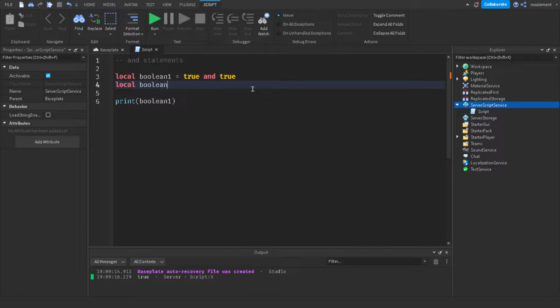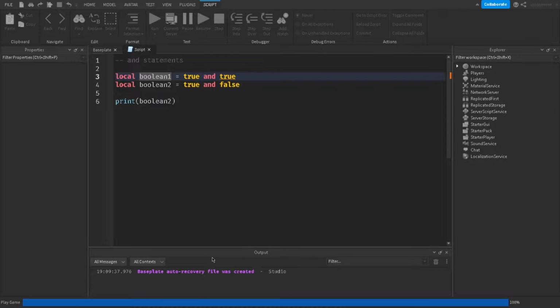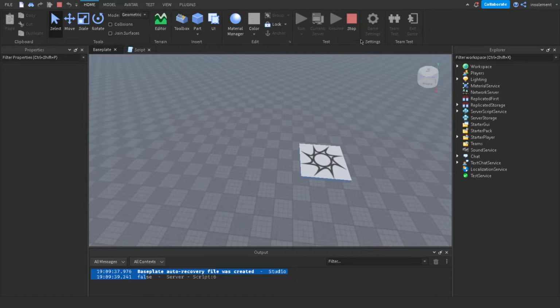Let's say I did true and false. Like I said, and statements need both sides to be true. If we were to have one side false, like here, it would be false. The entire statement would be false. So if I were to print it, it would be false.